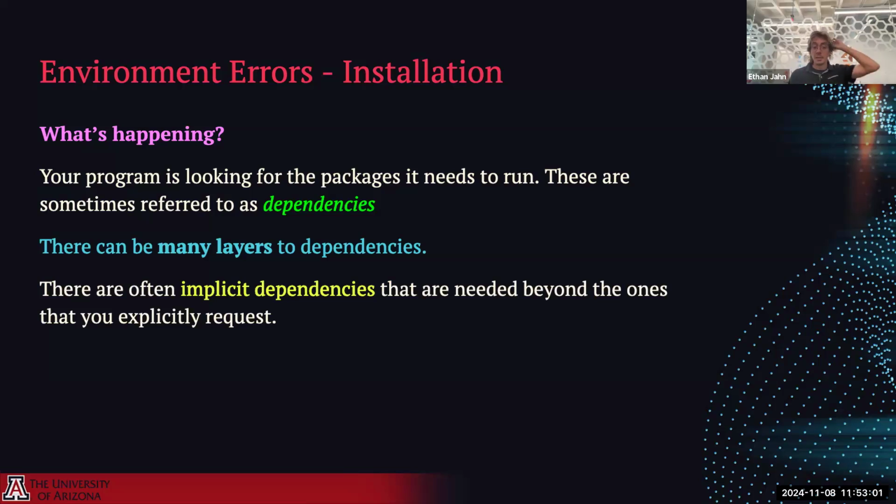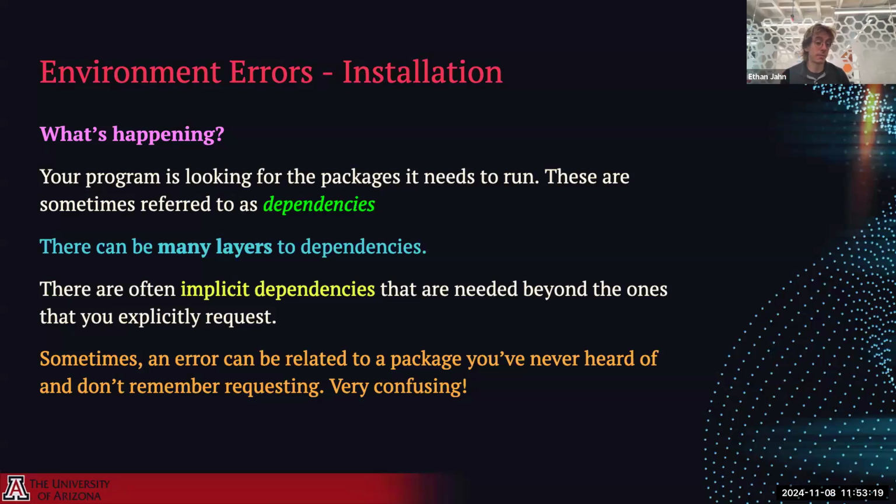Sometimes they are implicit, meaning they're not explicitly requested. I say install package A, and then my package manager goes and installs package A through Z, right? There might be as many as dozens of packages that need to be installed as the backend for the one that you actually want. So this can be very confusing sometimes because an error might be related to a package that you've never heard of and don't remember requesting because of these implicit dependencies. Usually your package manager will tell you everything that it's trying to install, but of course, if it's not the thing that you actually wanted, it might be difficult to remember what those were.